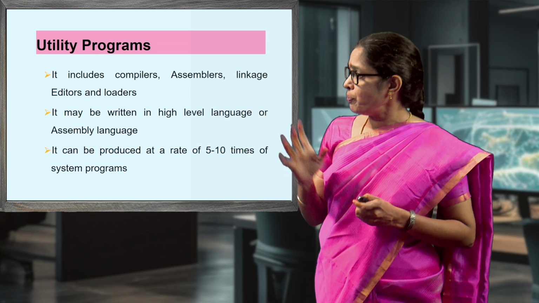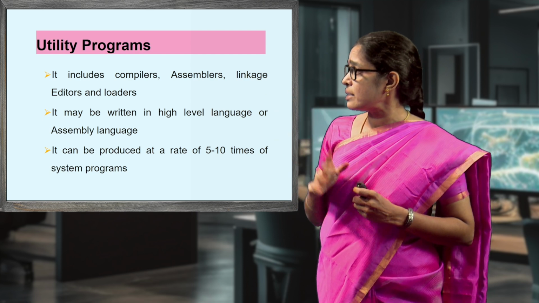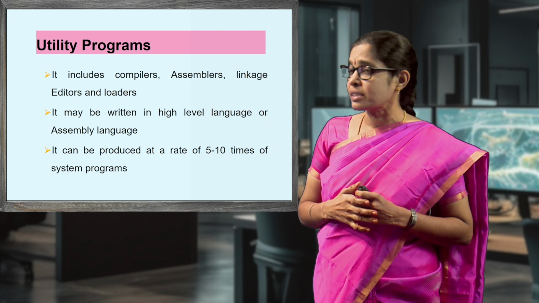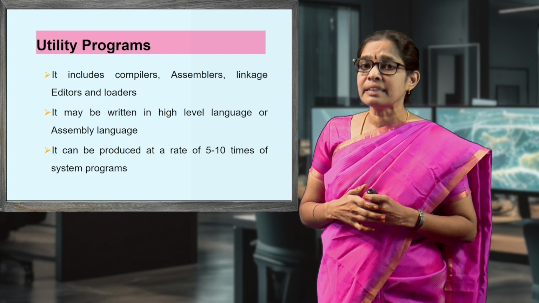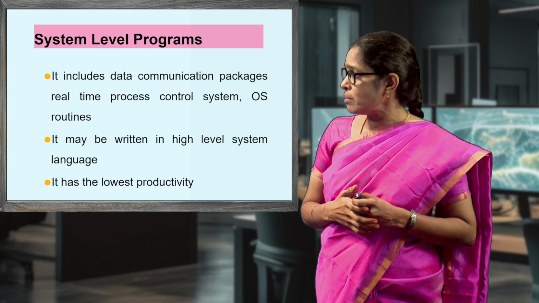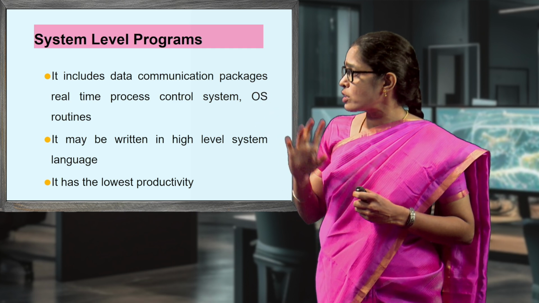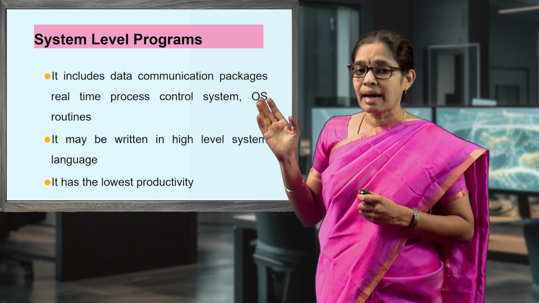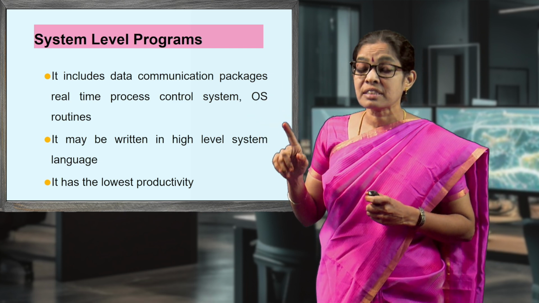Then utility programs include compilers, assemblers, linkage editors and loaders that can be written in a high level language or assembly level language. So, they can be produced at a rate of 5 to 10 times that of system programs. The next, system level programs, include data communication packages, real time process control systems and operating system routines. They may be written in a high level language. The system level program has the lowest productivity.